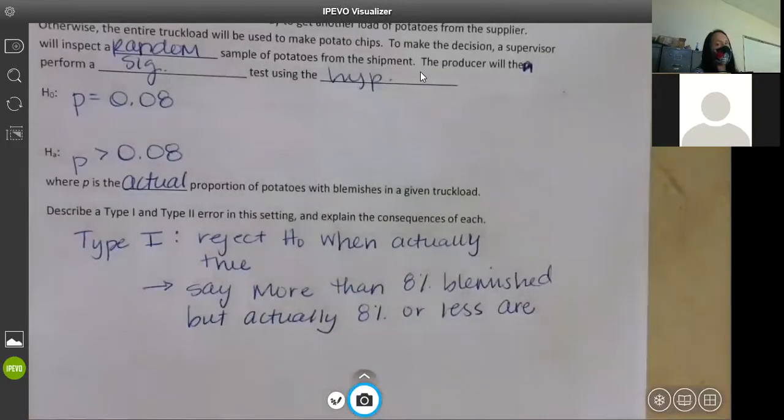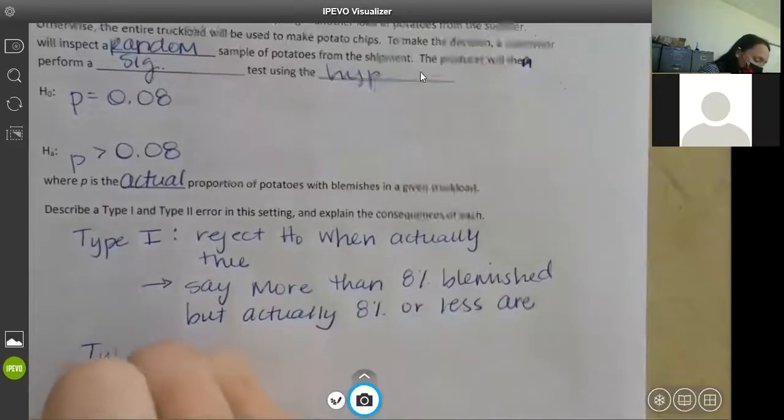So let me ask you this, what's the problem with that? In the context of the problem, what's the problem with that? What potatoes did they send away? Yeah, the ones that were good, right? So they wasted good potatoes. So that's why it's important to understand the type of errors. Okay, so if you have that error, that could cost a lot of money.